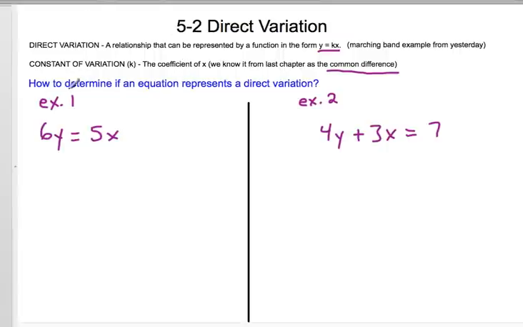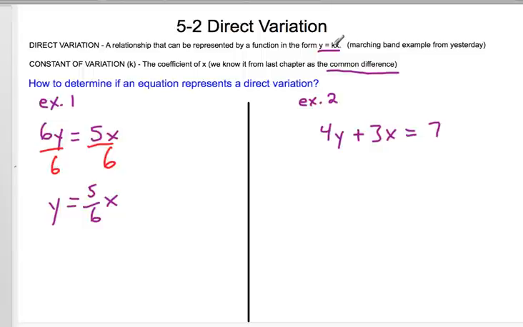So the first thing we're going to do with that is determine if an equation represents a direct variation. So for instance, in example 1 here, we have 6y equals 5x, and we're going to figure out if it is in fact a direct variation or if it's not. Well, direct variation has to be in this form, y equals kx. So the first thing we're going to do is solve for y. To do that, we're going to divide both sides by 6 because we're just going to isolate y. That's the goal. So now we have y equals 5 over 6 times x, also known as 5x over 6, either way.